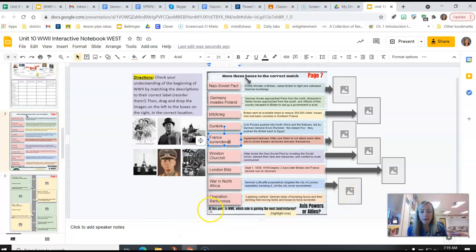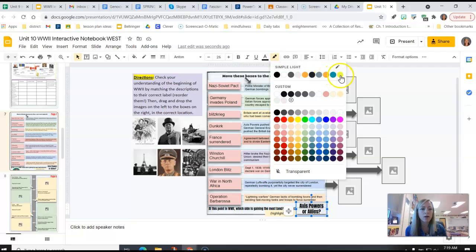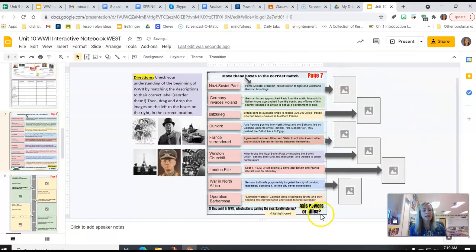At the bottom, it says, at this point in World War II, which side is gaining the most land and victories? Throughout the lecture, you'll figure out whether the Allies are winning at this point, or the Axis. Then you'll simply highlight one or the other. Go up to your highlight tool right here, click on highlight, and it will highlight whichever answer you believe is correct. So you'll either highlight Axis or Allies.